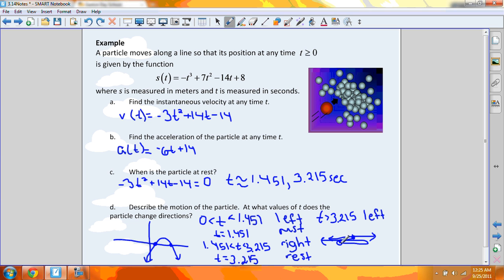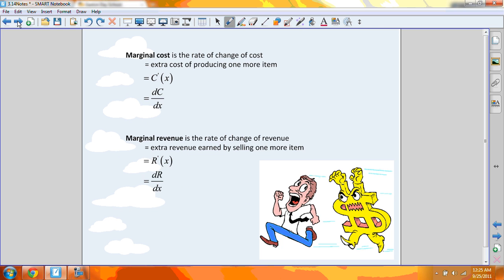And these endpoints right here are when your velocity is 0, right? In other words, you're changing your direction. So you can't go from a negative to a positive or a positive to a negative velocity without having a velocity of 0.